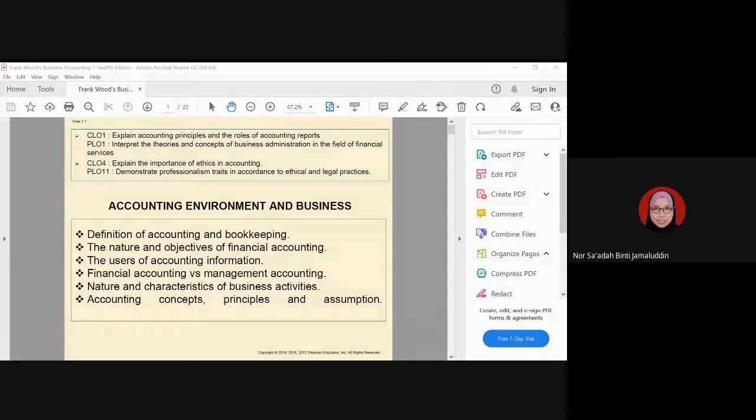Okay, apart from that, course learning outcome number 4 also relates with this topic, which is explain the importance of ethics in accounting. And together with the program learning outcome 11, which is demonstrate professionalism traits in accordance to ethical and legal practices. Alright, this is the overall that after this topic, you should be able to fulfill course learning outcome number 1 and number 4.